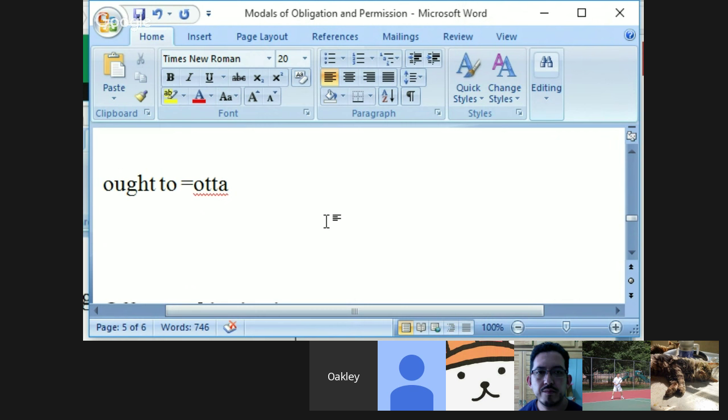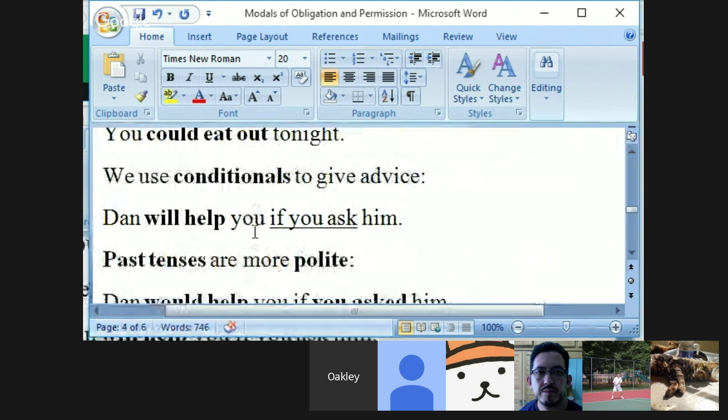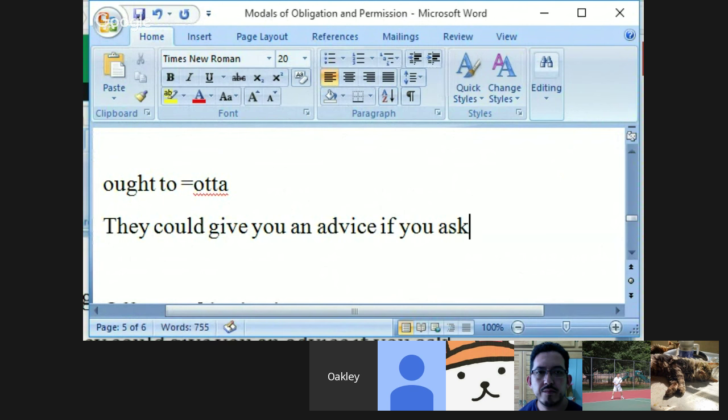Meeson, go ahead. Give me some advice, please. Do I use ought to? You can use ought to, should. Okay. You can use a conditional, whatever floats your boat. Okay. They could give you an advice if you ask them about your problem.